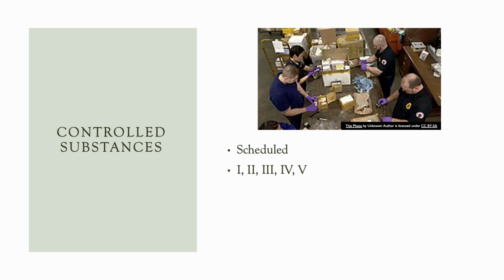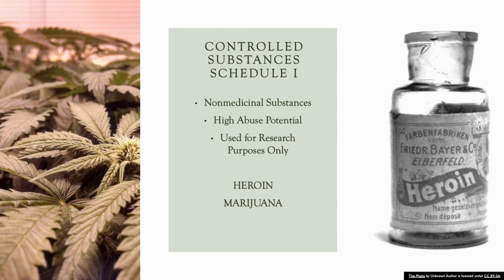Controlled substances are scheduled 1 through 5. Schedule 1 controlled substances have high abuse potential. According to the Purple Book, it's for research purposes only. I'm not certain why it says that, but I'm including it there. And it's not legally prescribed. Some examples of this are still listed.